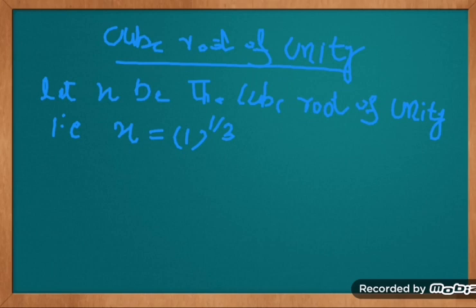Let x be the cube root of unity. Example, x is equal to 1 whole power 1 over 3. This implies x cube is equal to 1. After that, this becomes x cube minus 1 is equal to 0.